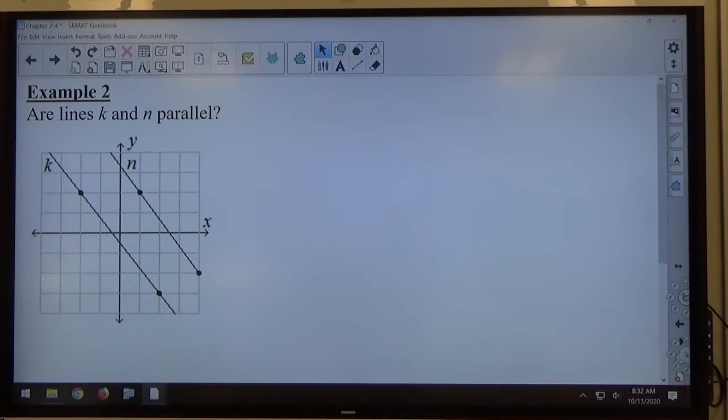Example 2 is asking us to determine if these two lines are parallel. They sort of look parallel, but you can't really tell for sure. What we just figured out from example 1 is that if slopes are equal, the lines are parallel. And they've been nice enough to identify two very distinct points on both lines. So what I want to do is figure out the slope.